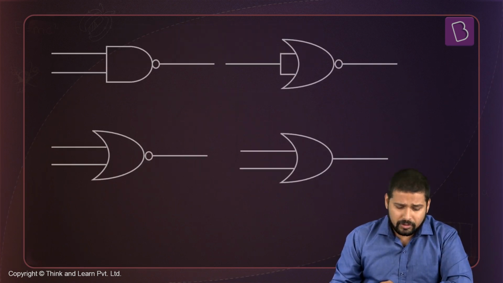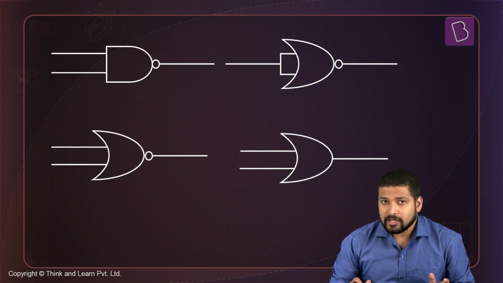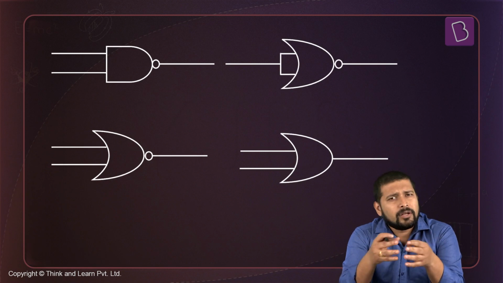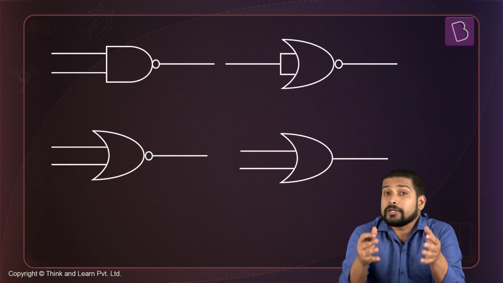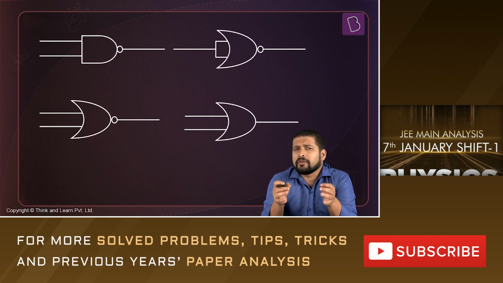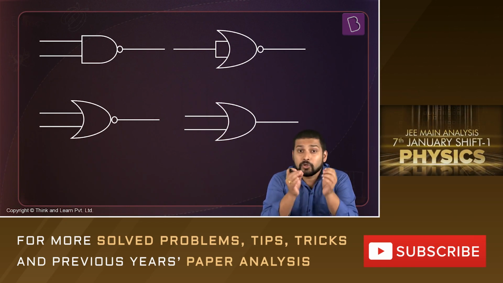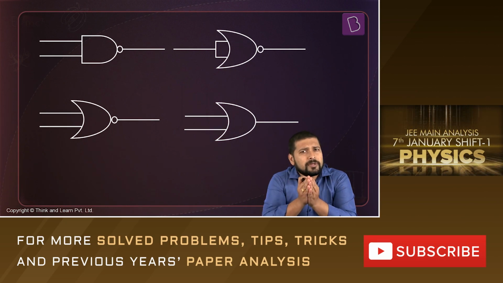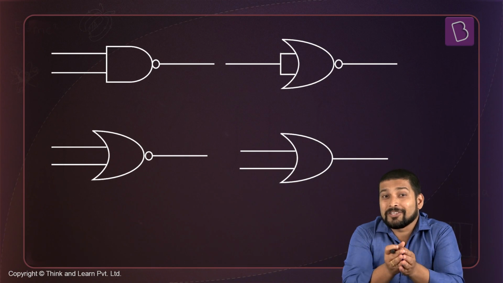So in this question, you have been given 4 logic gates and we have been asked which of these logic gates are reversible. Now the first thing that you have to understand is what is a reversible gate. A reversible gate is one where you can retrace the input uniquely just by looking at the output. Now the only reversible gate which we have is the NOT gate.